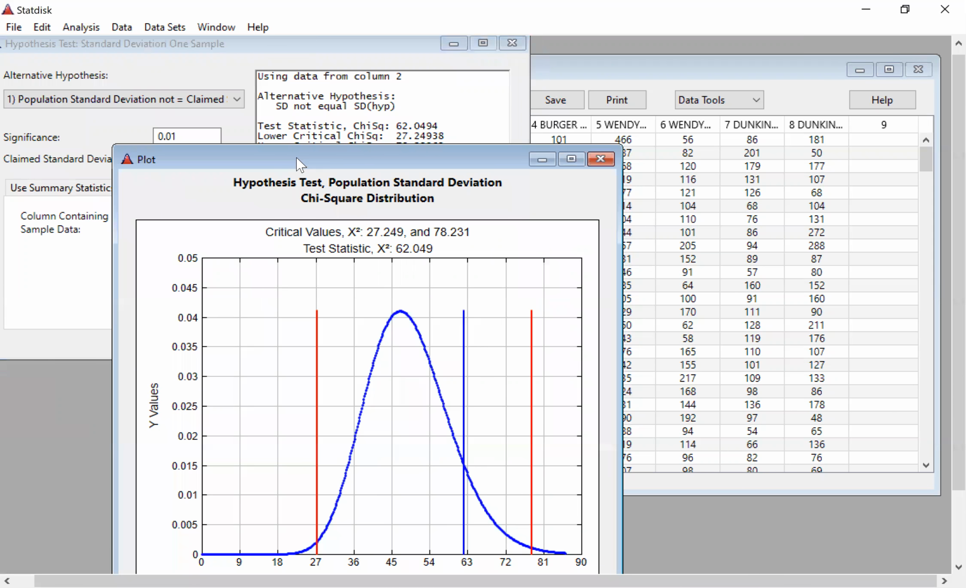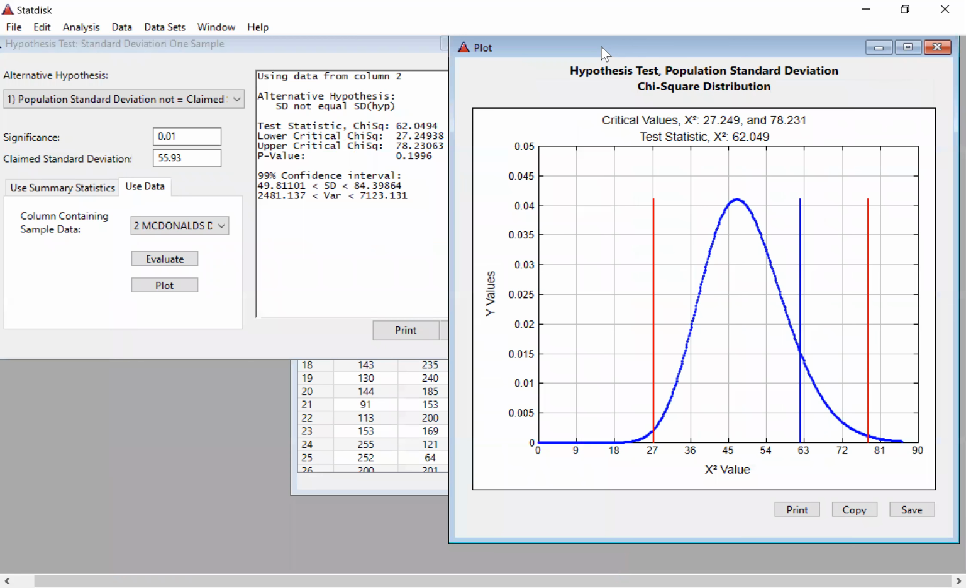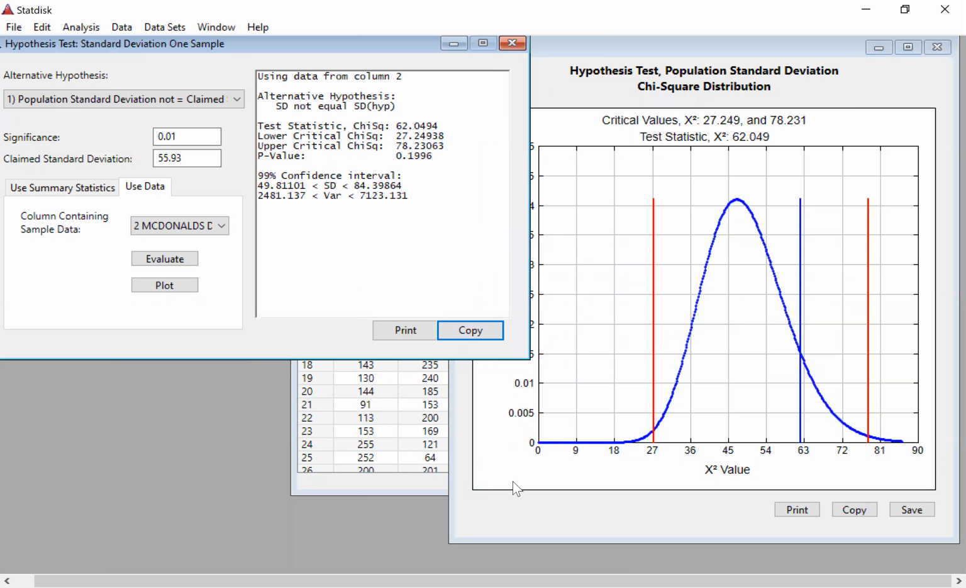And as always, go ahead and hit the plot there. And what we can see in the plot is this is a two-tail test. And our test statistic, the blue vertical line, does not fall in the tails. It falls in the middle, which means that we've got a result that's consistent with the null hypothesis. And let's go and take this window back over to OneNote here.